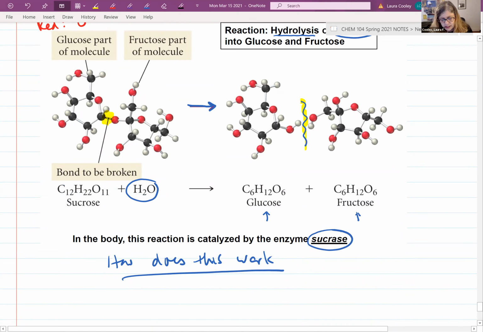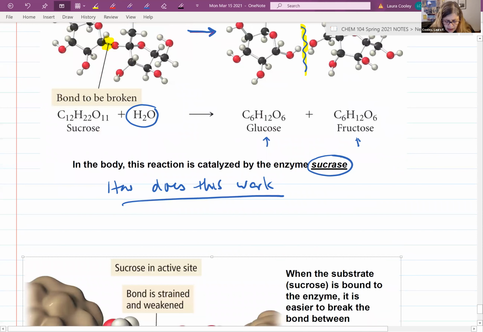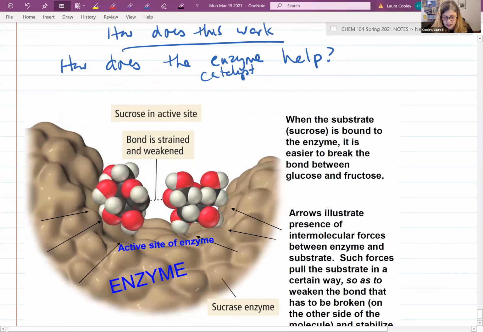You've got to distort it. You've got to go through a very high energy transition state. So the question is, how does sucrase help? How does the enzyme, the catalyst, provide a different pathway? How does it help? And so here's the picture.